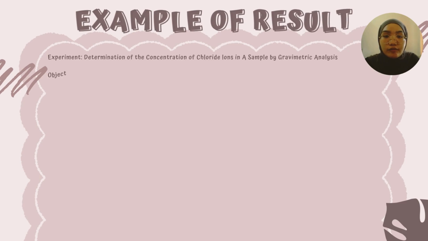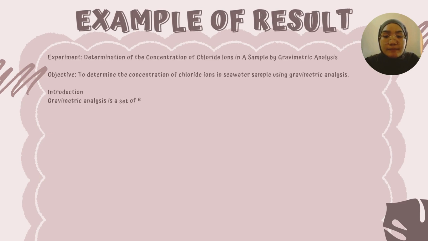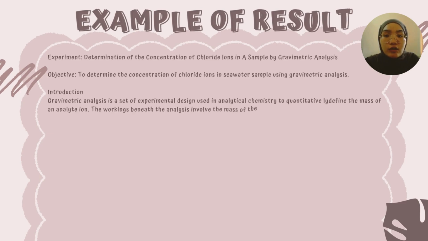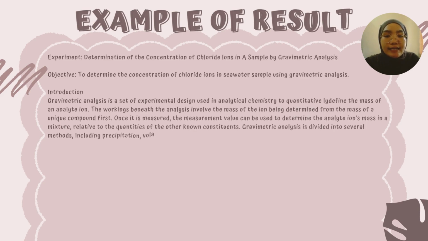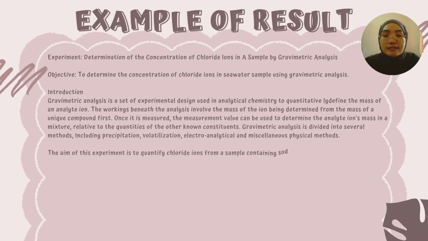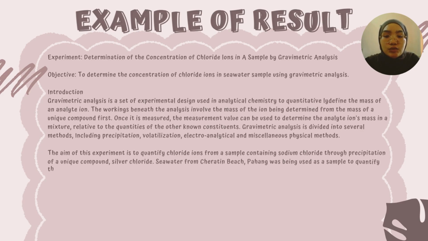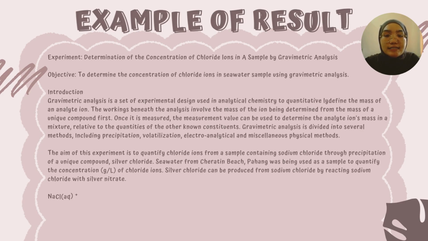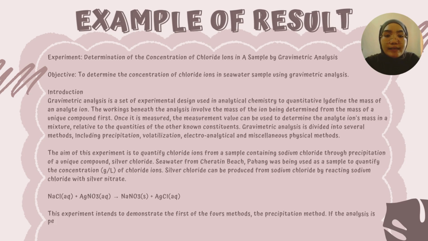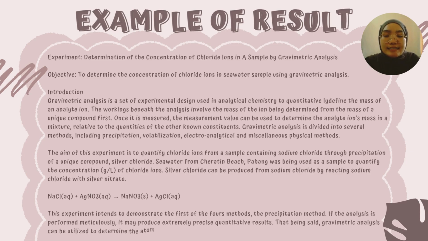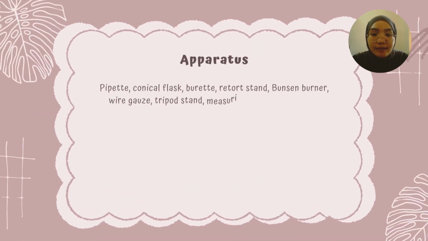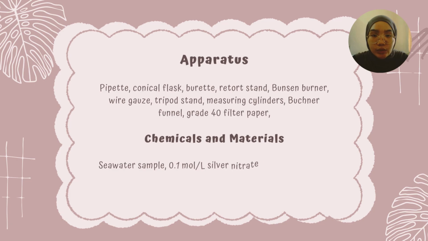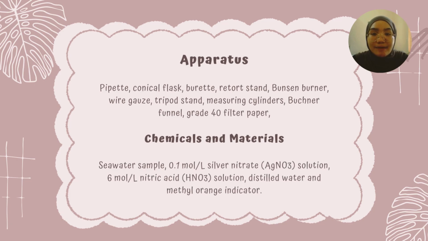Next, example of result. The title for the experiment is Determination of the concentration of chloride ions in a sample by gravimetric analysis. The objective for the experiment is to determine the concentration of chlorides in seawater sample using gravimetric analysis. This is the introduction for this experiment. So this is the apparatus, chemicals, and materials that we use to conduct this experiment.